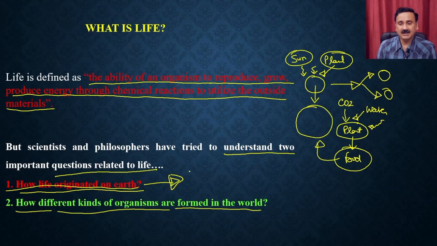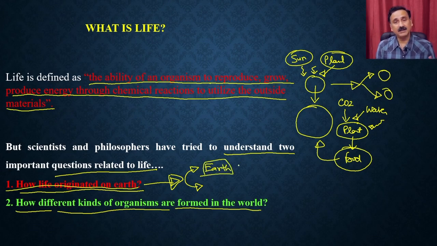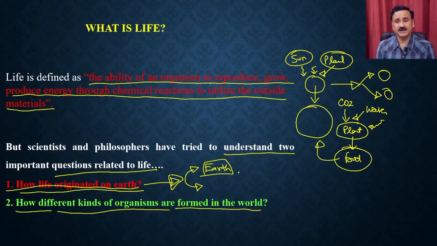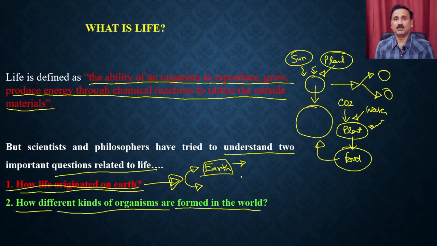If we want to understand life, we first have to understand how the earth was formed, and why life is present only on the earth. If you go through newspapers and other sources, you will find that the earth is the only planet in the solar system where you have life. There are other planets which are bigger than the earth, but they don't have life. So we first have to understand what is unique about the earth, and what conditions allowed life to originate on earth.